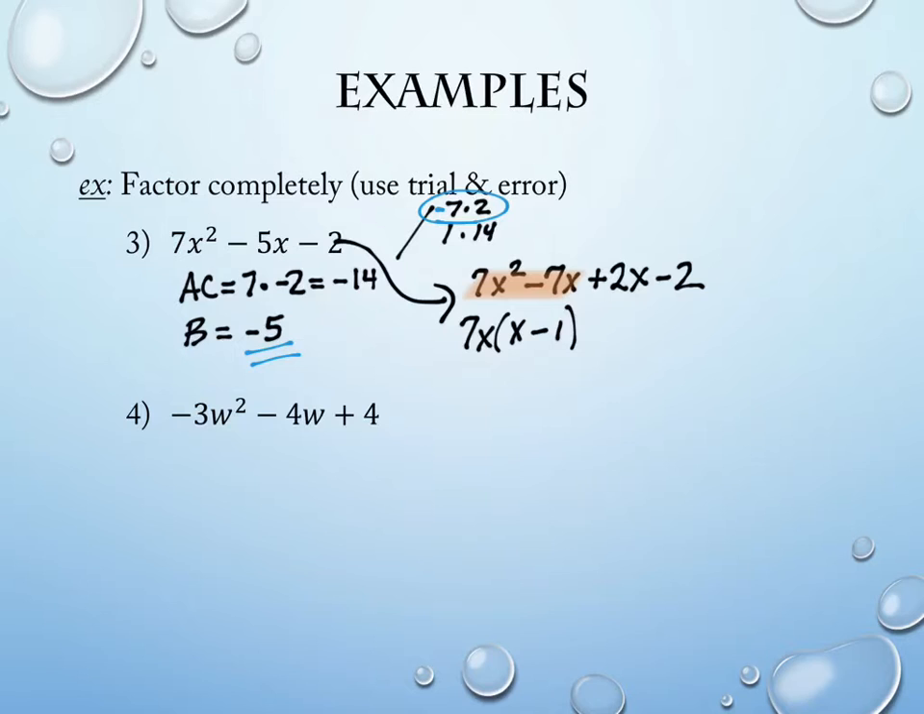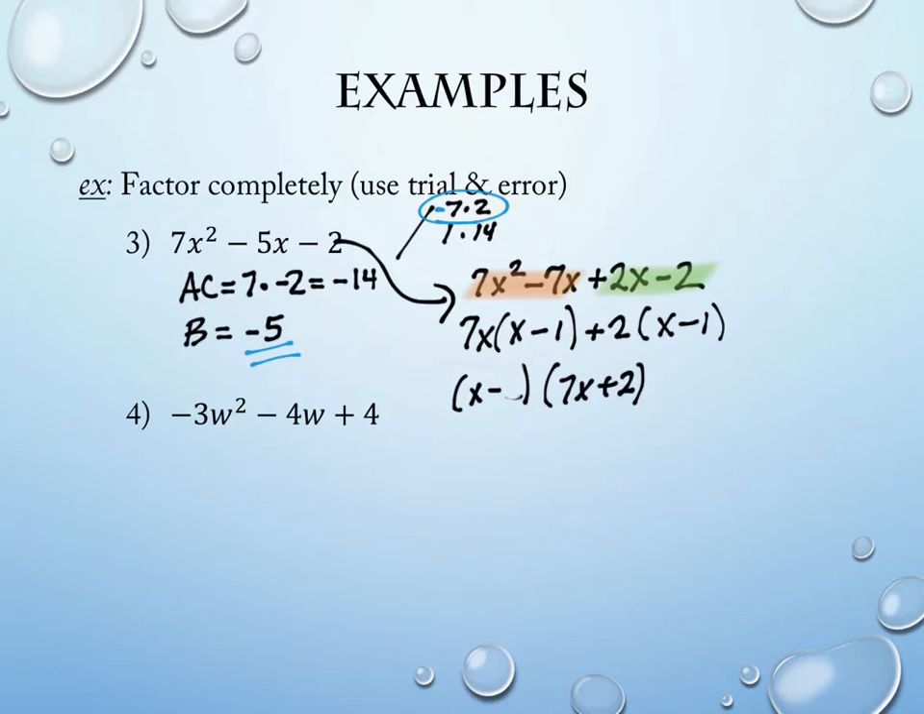What comes out of the 2x and the -2? A 2. And it's positive, right? Because that will give me the same x minus 1. We have x minus 1 in common. What are the remaining pieces? 7x plus 2. Yeah, we did it. X minus 1.